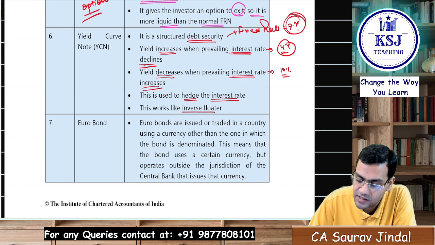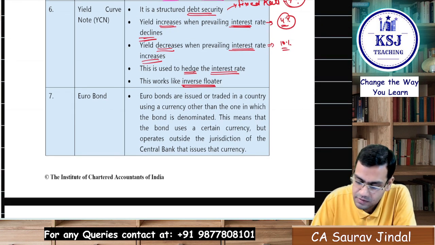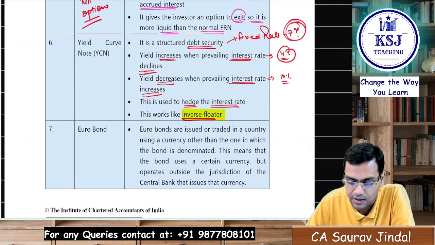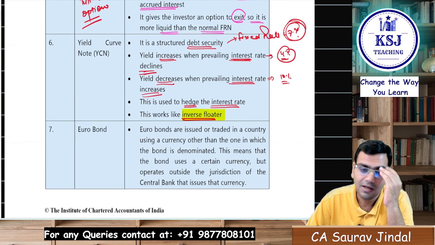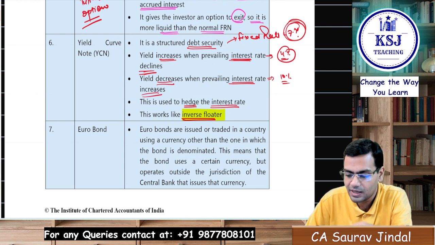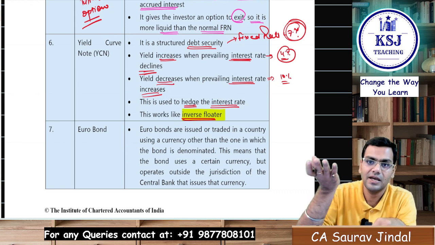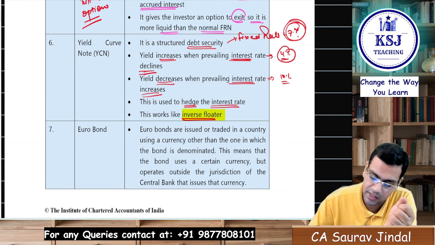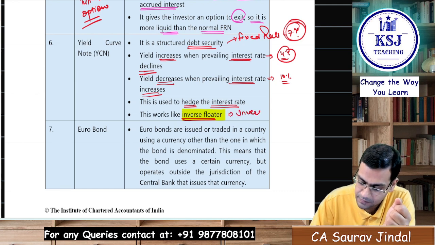This works like the inverse floater. Now, just remember this about the inverse floater, right? For MCQ purposes also, there are a few things that you need to remember. Inverse floater means this is not a kind of floater, because in a floater it is directly whatever the rate is, you will be charged that, right? But here we are saying that with the change in the rate, your yield will change. If the interest rate declines, your yield increases. So there is an inverse relationship between the floating rate and the yield, and here we are talking about the yield. Inverse floater here means the inverse relationship between yield and interest rate.